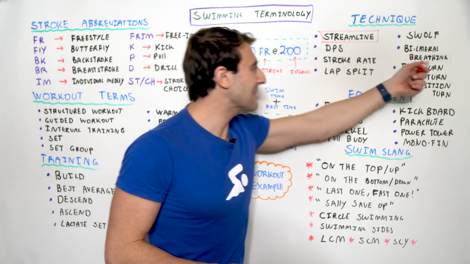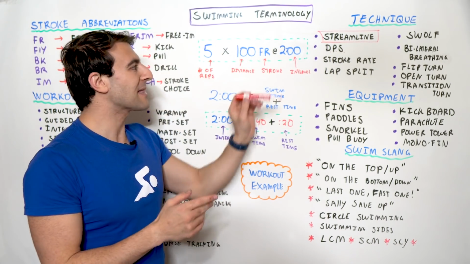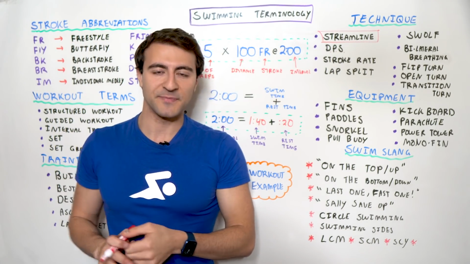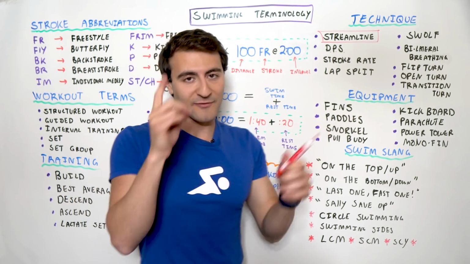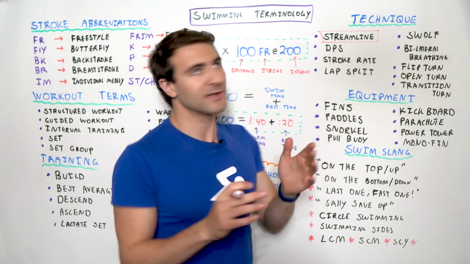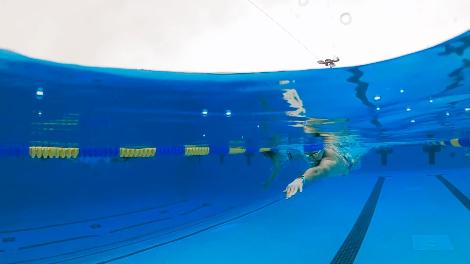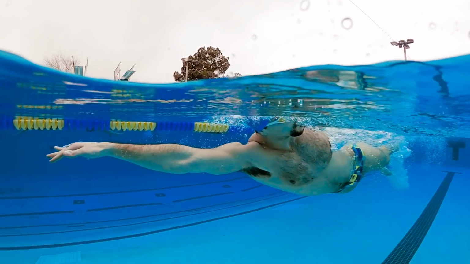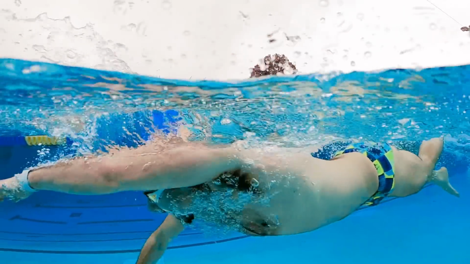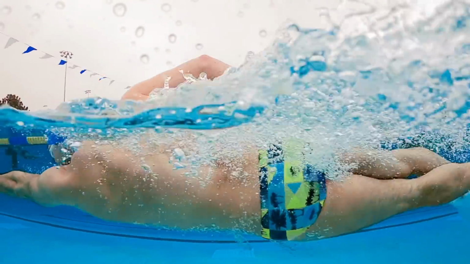Let's talk about bilateral breathing. Whew, this is a good one. Bilateral breathing means you're breathing on both sides. So every 3, 5, or 7 strokes. You can breathe every 1 stroke, but that would mean you're breathing literally every single time your arm moves. Normally swimmers are breathing every 2 or 4 strokes, but if you breathe every 3, that's called bilateral breathing, and it's something great to incorporate if you're focused on improving your balance and efficiency.